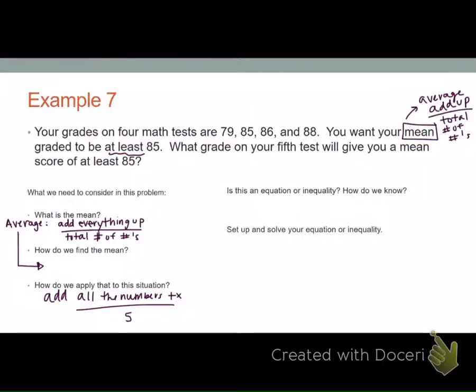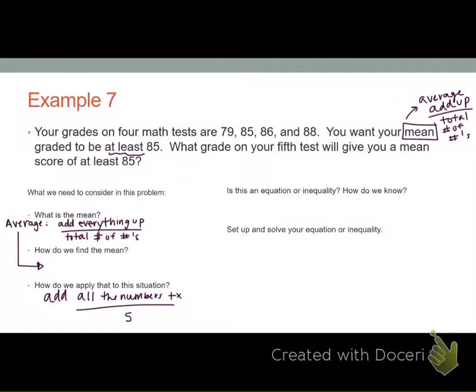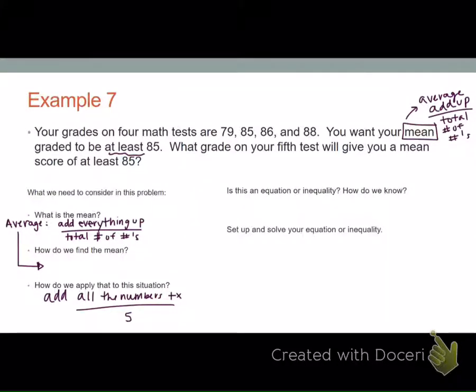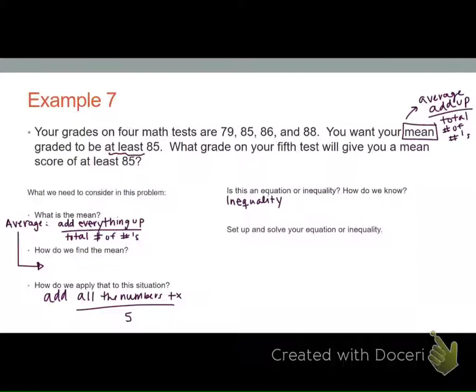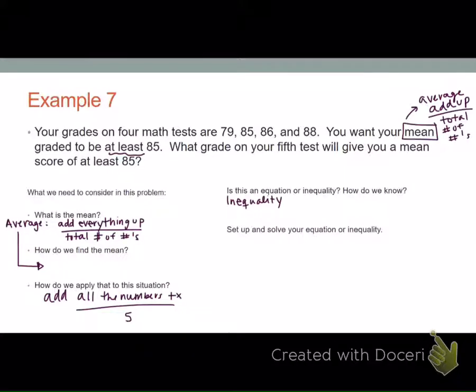Okay, so is this an equation or an inequality, and how do you know, besides the fact that I've already told you? Riley? It is an inequality. Because it says at least. It's not asking for an exact amount. So if it's not asking for an exact amount, it is an inequality. If it's asking for an exact amount, it's an equation.